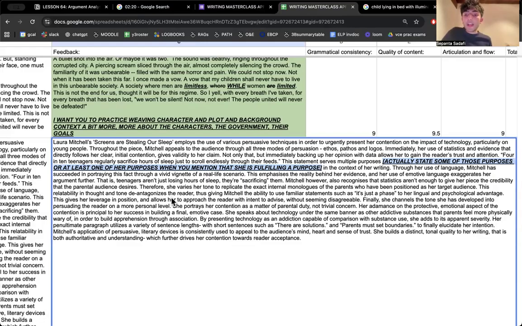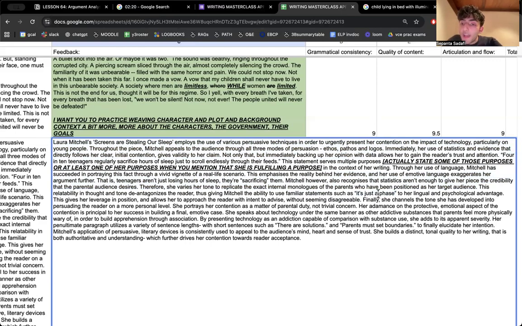This emphasizes the reality behind her evidence, and her use of emotive language exaggerates her argument further. That is, teenagers aren't just losing hours of sleep, they're sacrificing them. Mitchell, however, also recognizes that statistics aren't enough to give her a piece of credibility that the parental audience desires. Therefore, she varies her tone to replicate the exact internal monologue of the parents who have been positioned as her target audience. This relatability in thought and tone de-antagonizes the reader, thus giving Mitchell the ability to use familiar statements such as, "It's just a phase."